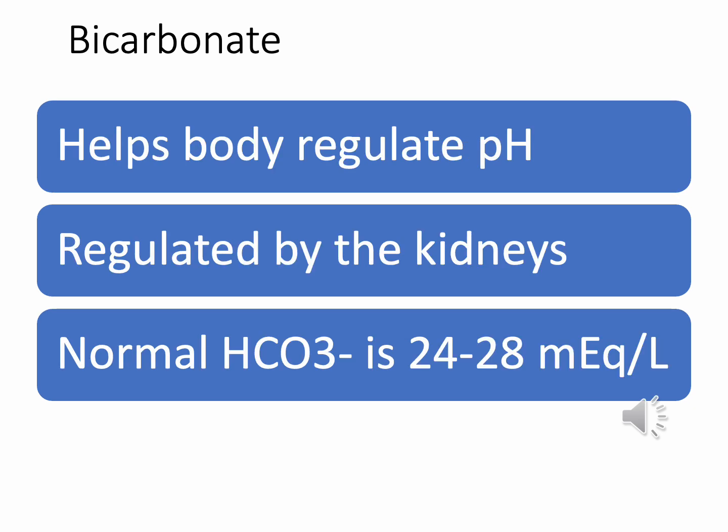Bicarbonate helps the body regulate pH and accomplishes this by its ability to accept a hydrogen ion. Regulated by the kidneys, bicarbonate is measured by the arterial blood HCO3 concentration and is used to evaluate the metabolic component of acid-base balance. The textbook does have one value, but the lab values that we have as a program is 24 to 28 milliequivalents per liter. So if the bicarb is less than 24 milliequivalents per liter, then the person is in acidosis. If the bicarb is greater than 28 milliequivalents per liter, then the person is in alkalosis. So those are the values that we're going to use.